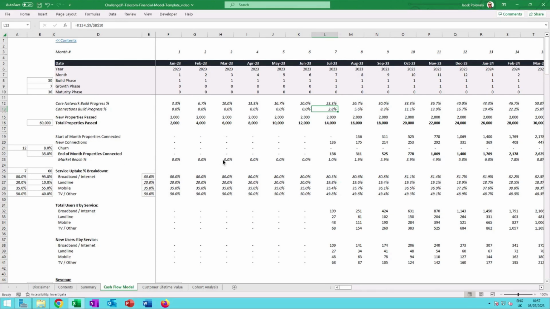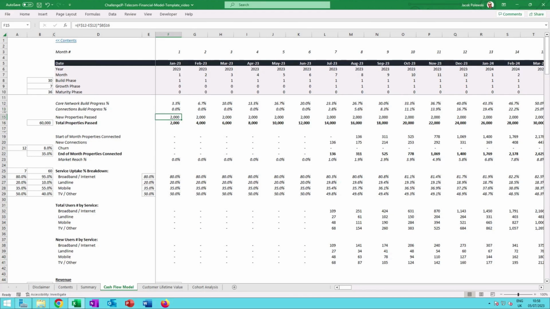properties. We're assuming that you will not be connecting any properties for the first 6 months. So you will start making your first connection 6 months after you start building the network, just to allow for the network to sort of start up. And then from month 7, you'll see that connection progress, which is basically the percentage of the target you set for your number of properties connected, how much of that target has been achieved so far.